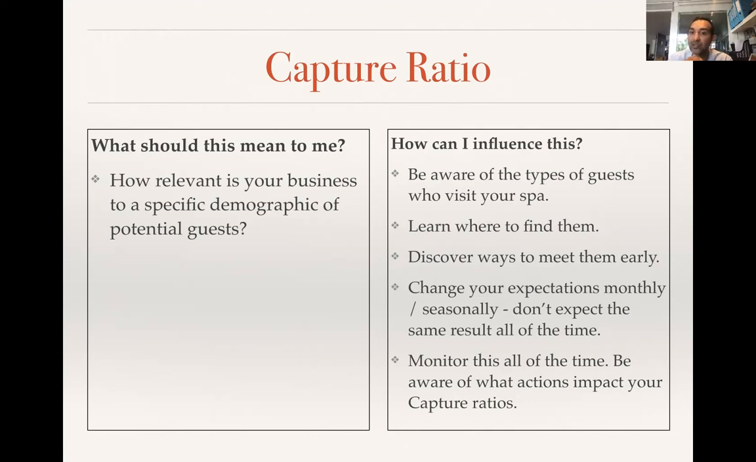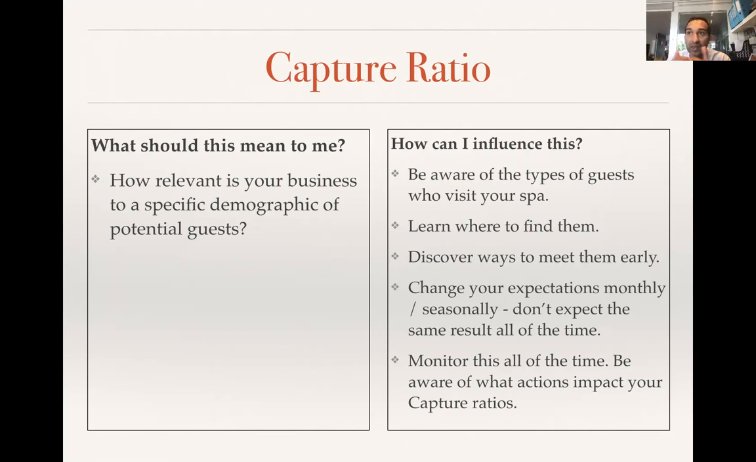The other thing is make sure you change your expectations frequently. Okay. Whether they're daily, monthly, seasonally, don't expect the same results from each segment and also each season. That's just silly. If you say I have to achieve an 8% capture ratio for the whole year, you don't just expect that every single day.